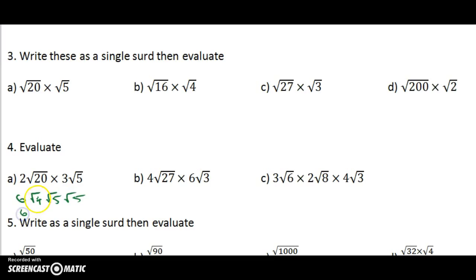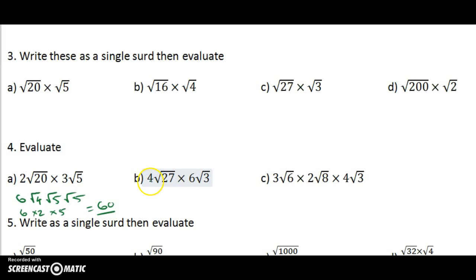So we have 6 times 2, because that's the square root of 4. The square root of 5 times the square root of 5 is the square root of 25, which is 5. So this becomes 6 times 2, which is 12. 12 times 5, 60.